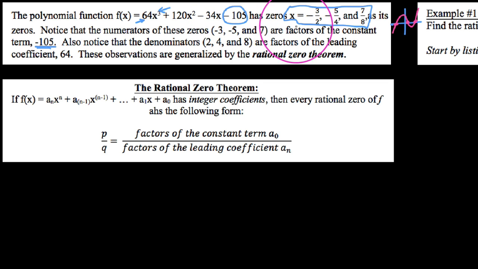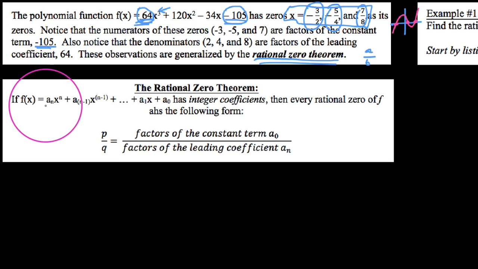And the interesting thing is 2, 4, and 8, these denominators down here, are factors of the leading coefficient 64, okay? This always tends to happen with polynomials. If you have rational zeros, remember, anything that can be written as a ratio, a whole number over a whole number, is a rational number. If you have any answers that are rational like this, like -3 over 2, or -5 over 4, or 7 over 8, then it has to be the case that they are the factors of the constant term over the factors of the leading coefficient, or all the possible ones.